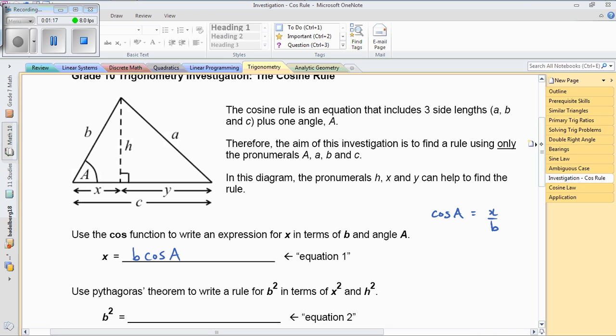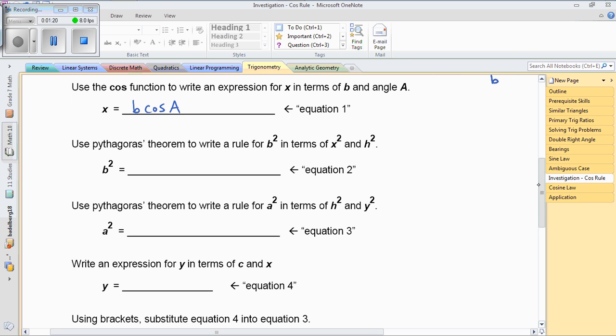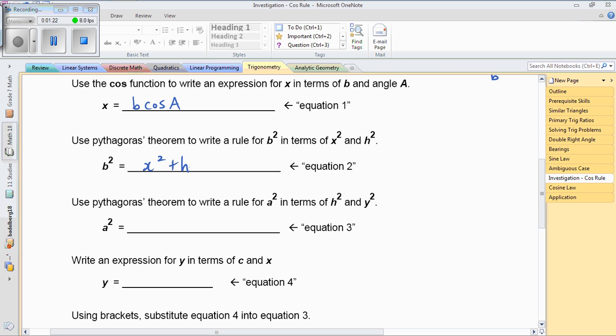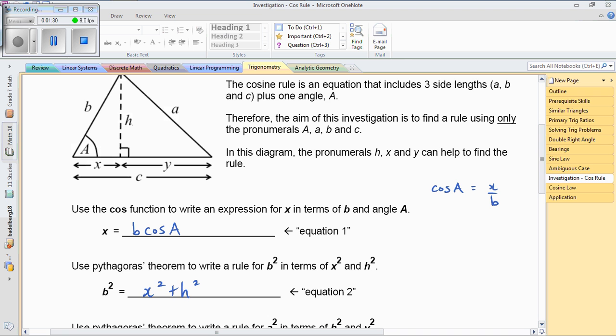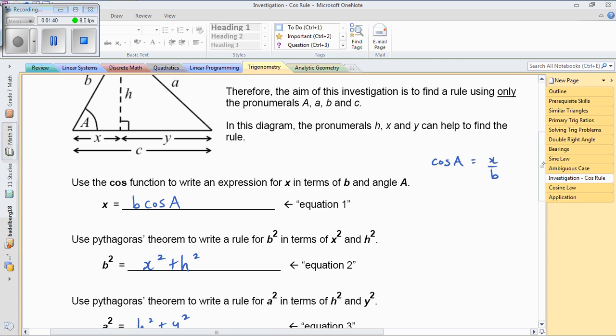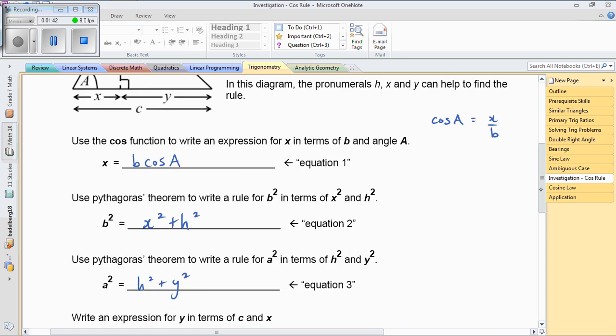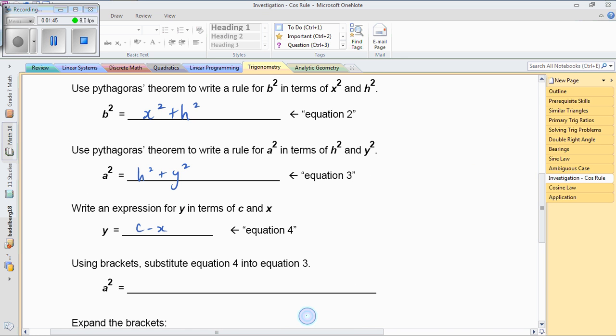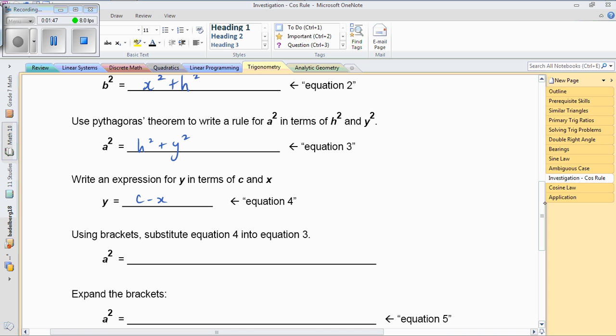Using Pythagoras in the diagram, you know that b squared is actually equal to x squared plus h squared. It says here, using Pythagoras, rewrite a rule for a squared in terms of h and y. So in doing so, you know that a squared is equal to h squared plus y squared. Looking at the bottom of the triangle, you can see that y is equal to c minus x. And then it says substitute that into the equation above. So you get h squared plus (c minus x) all squared.